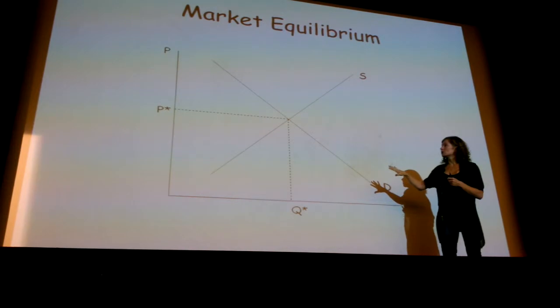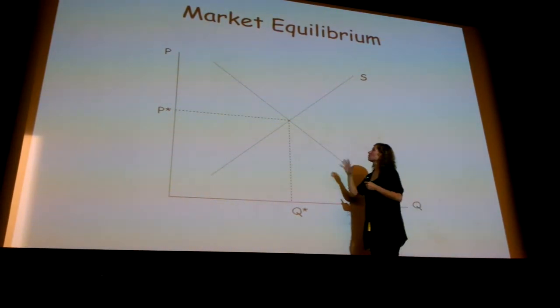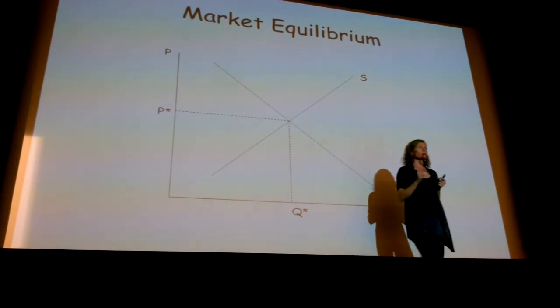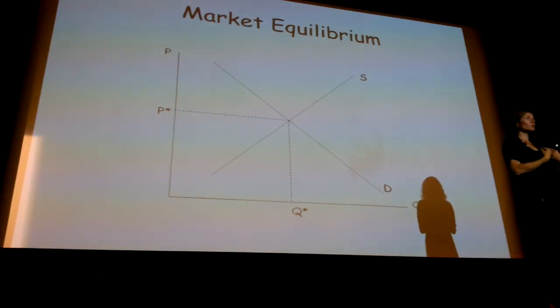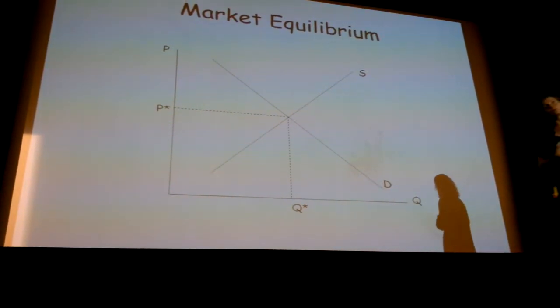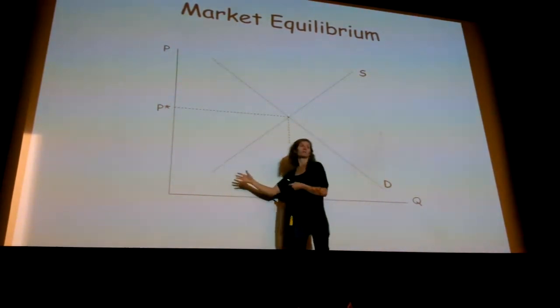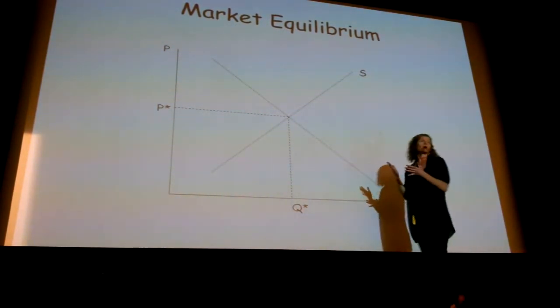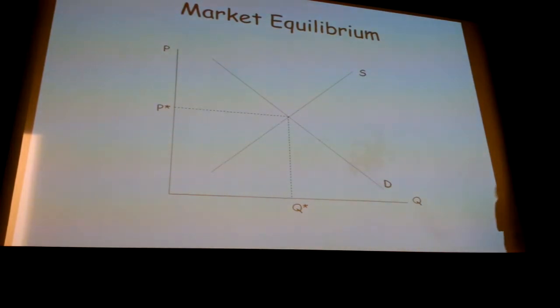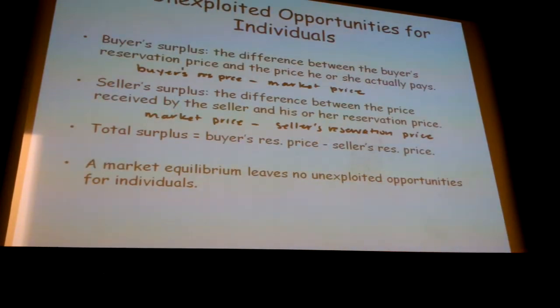But before we do that, I want to make it clear that markets don't leave any unexploited opportunities for individuals. From the standpoint of the individual actors, and in this case I mean both the consumers and the firms, there are no unexploited opportunities when the market is in equilibrium. And that's sort of what we were talking about when we ended class on Wednesday.